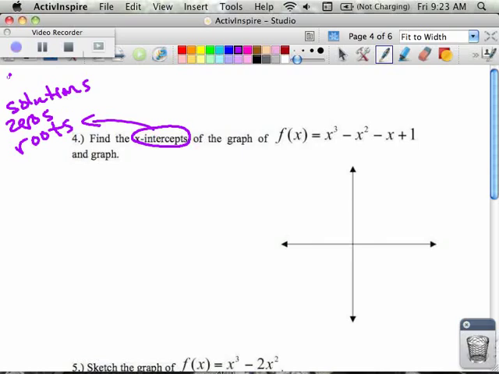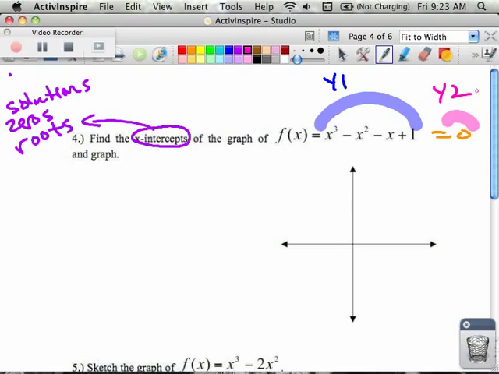When that happens, if you're ever going to use your calculator, you always do the following. You set it equal to 0, because it's where the y value is 0. That's what an intercept is, for x-intercept that is. And then you take this stuff over here and put it into y1, you take this stuff over here and put it into y2, and then you go second trace, 5, enter, enter, arrow, enter.